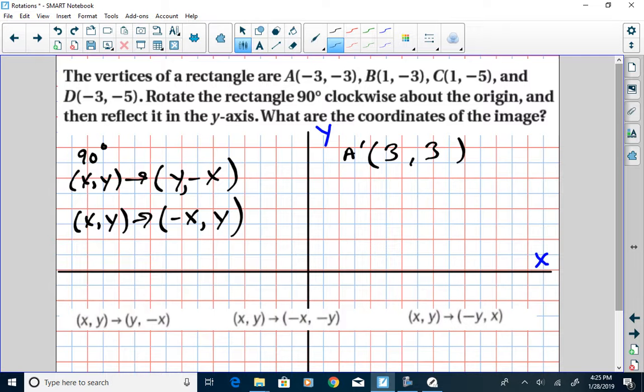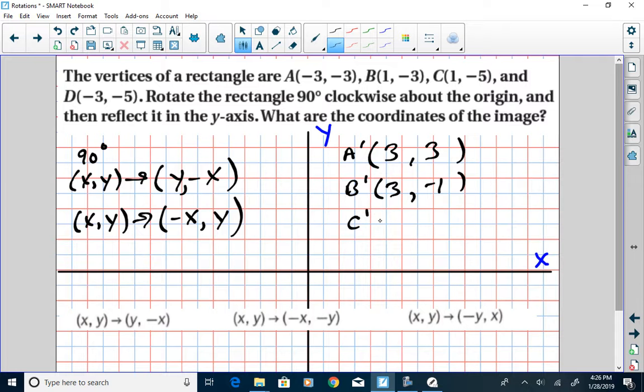All right, let's look at B prime. The first value is going to be the y value, so that's -3, right? But then I want the opposite of that. The opposite of -3 would be 3, comma. All right, the second value is the opposite of x. The opposite of 1 is -1, and the y value stays the same, right? Whatever the y value was, that's going to stay the same.